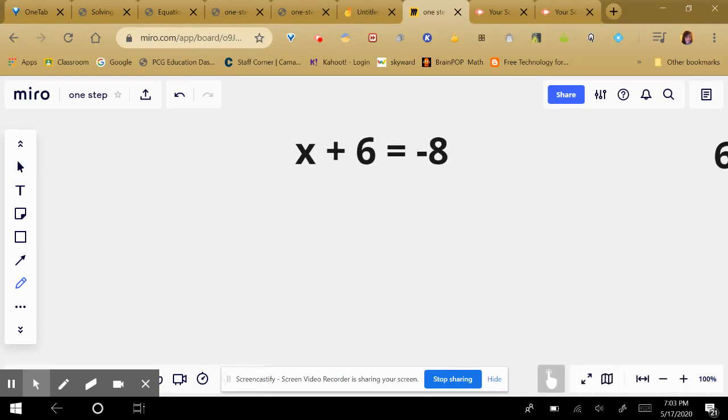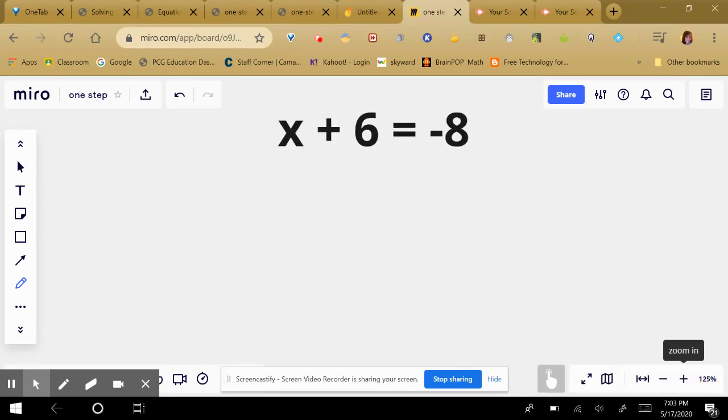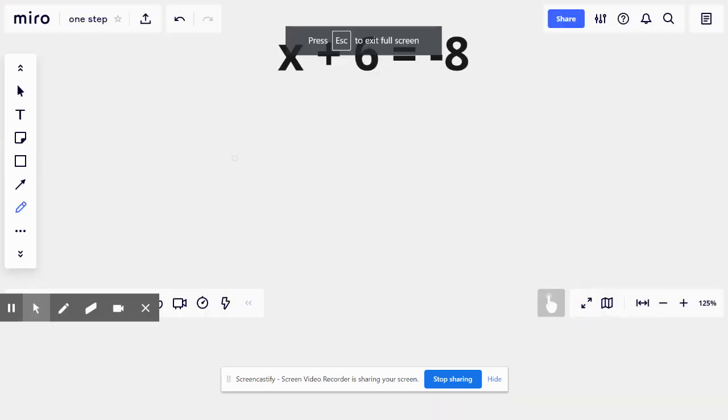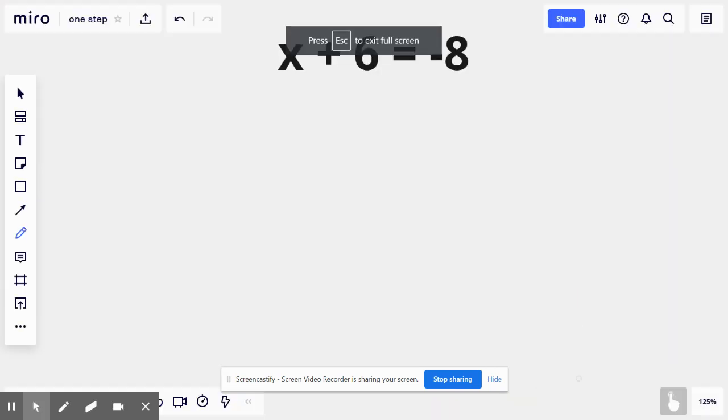Hello, we are going to look at some one-step equations just to make sure you got this, okay? So I'm going to probably ask you some questions as we go, and you'll just answer them, and I think that'll be pretty self-evident. So let's start by looking at this very simple one-step equation.